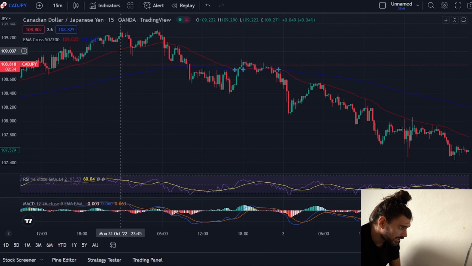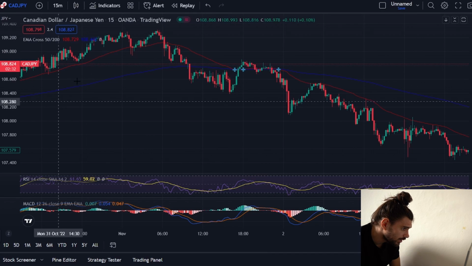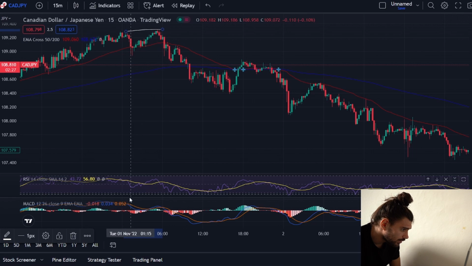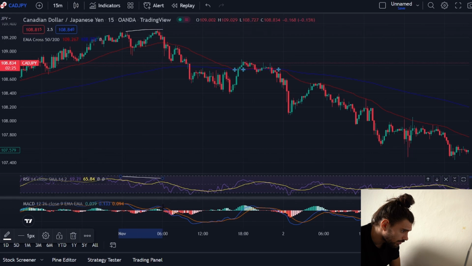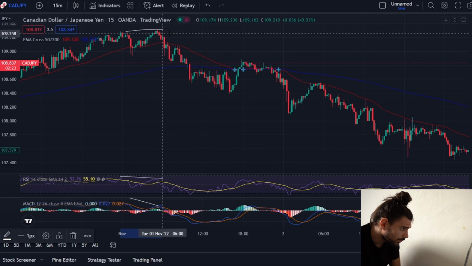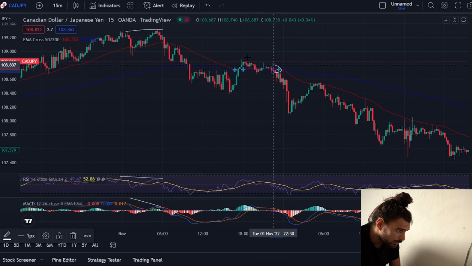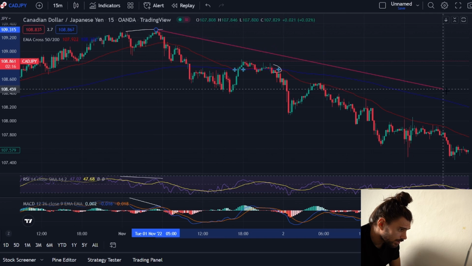So here in front of me is the Canadian dollar, Japanese yen, and I can see here the market broke to the downside. Here kind of a double top with this divergence on the RSI and the MACD, and then the market formed lower lows, lower highs here, breaking below the 200 EMA. So here I know the market is bearish.